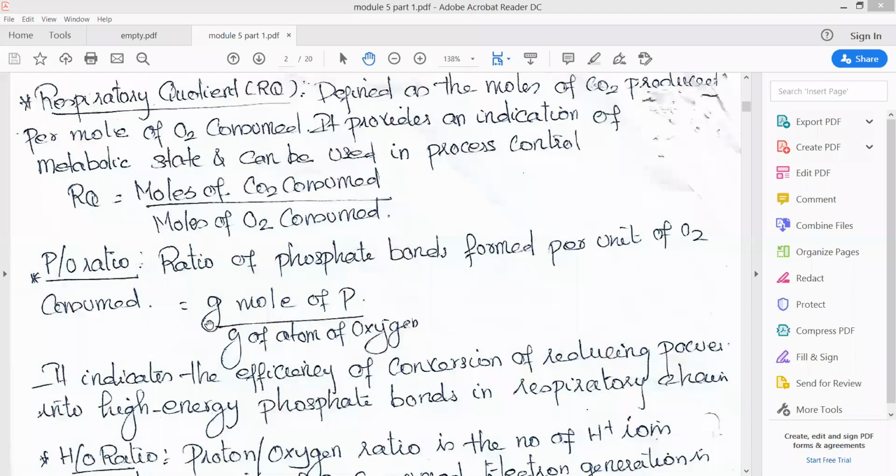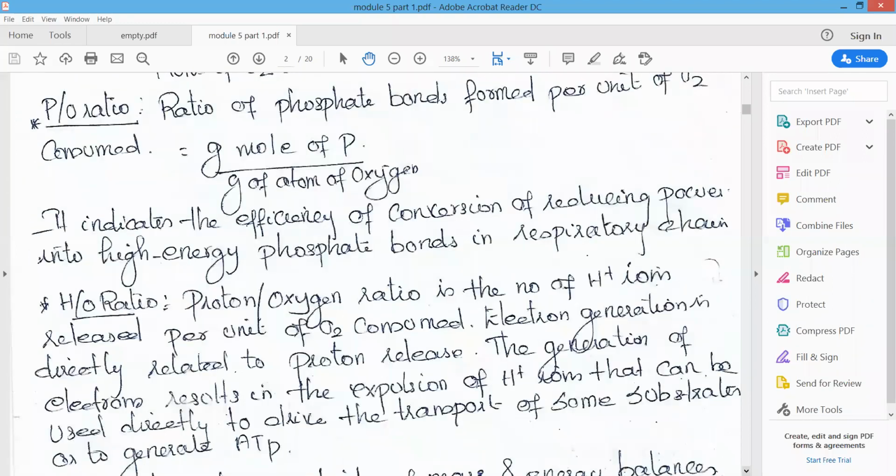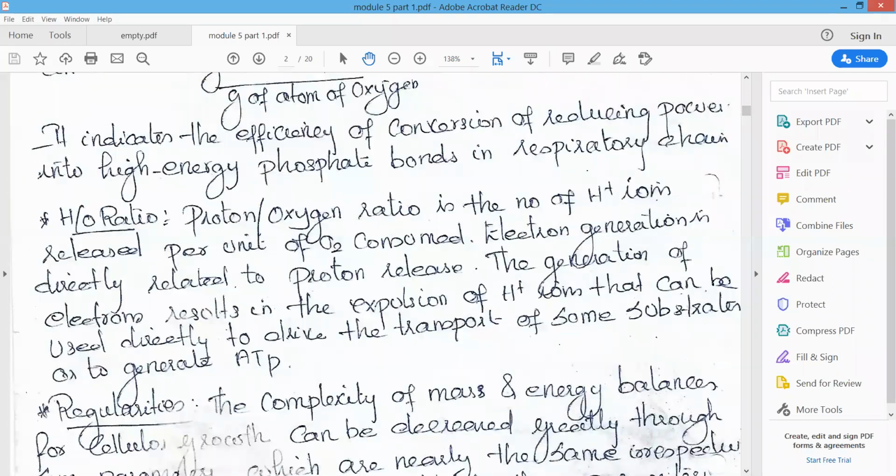And the next is P by O ratio. So that is gram mole of P divided by gram atom of oxygen. You people just study the definitions, and actually this is all not in the syllabus, but we don't know, sometimes they will ask these definitions. For our safer side, you will study this P by O ratio and H by O ratio definitions.